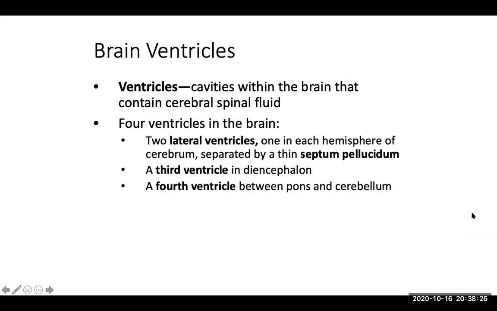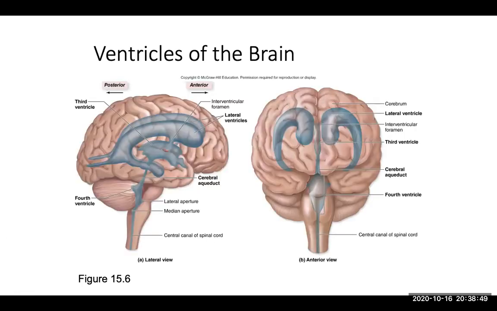The ventricles are cavities within the brain that contain cerebrospinal fluid. You have 4 ventricles in the brain, 2 lateral, 1 in each hemisphere. They're separated by a thin connective tissue membrane called the septum pellucidum. The 3rd ventricle is located in the diencephalon, and we'll see where that is. And then the 4th ventricle is located between the pons and the cerebellum.